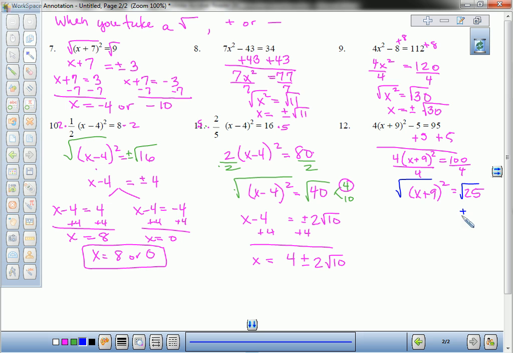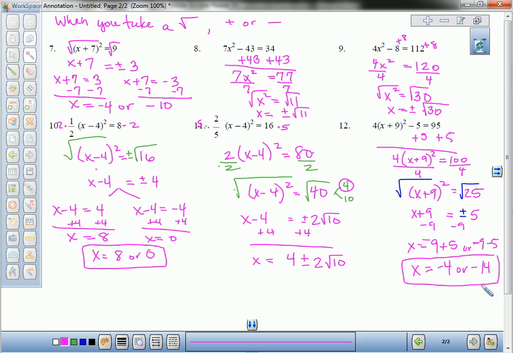we know the square root of 25 is positive or negative 5. And so when we subtract 9, we actually get 2 answers. Negative 9 plus 5 and negative 9 minus 5. Okay, so we get 2 real answers. Negative 9 plus 5 is negative 4, and negative 9 minus 5 is negative 14. So check and see. Did you get both answers? Yes. Cool.